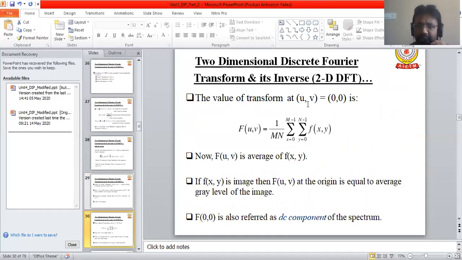Next, the value of the transform at u,v equals 0,0 is F(0,0) equals 1 upon mn times the two summations, 0 to m minus 1 and 0 to n minus 1, the number of rows and number of columns, of f(x,y). So F(0,0) is the average of small f(x,y). If small f(x,y) is an image, then F(0,0) at the origin is equal to the average gray level of the image. So F(0,0) is also referred to as the DC component of the spectrum.